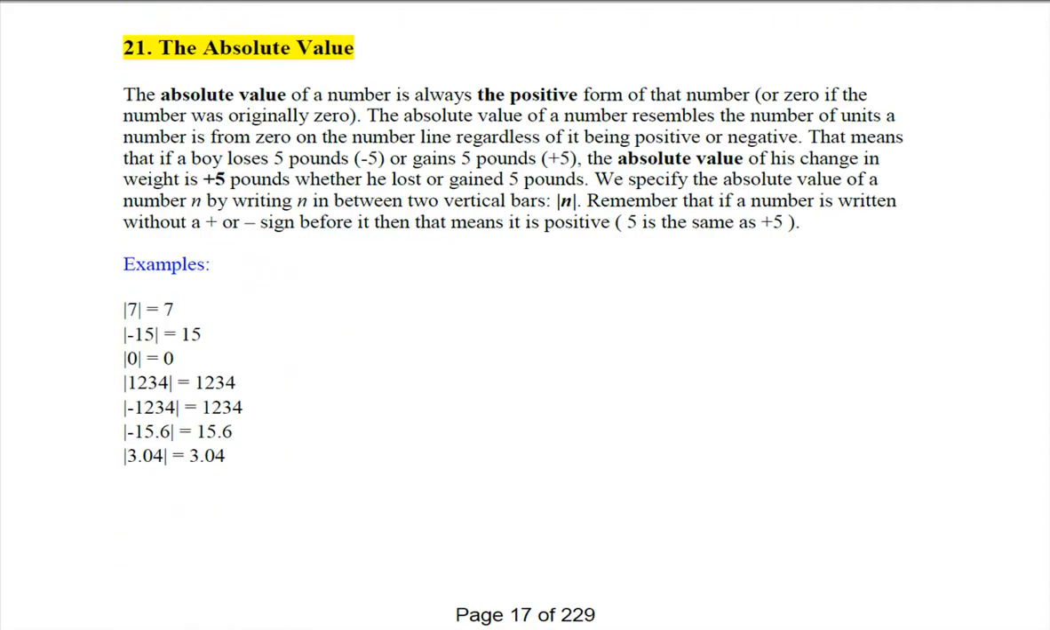Number 21, absolute value. The absolute value of any number is basically the positive value of that number. It is the number without a sign. So the absolute value of positive 7 is positive 7. And the absolute value of negative 7 is positive 7. Okay? So the absolute value of any number is the positive of that number. Absolute value of negative 15 is positive 15. Absolute value of 0 is just 0. Absolute value of 1, 2, 3, 4 is 1, 2, 3, 4. Of negative 1, 2, 3, 4 is positive 1, 2, 3, 4, and so on.